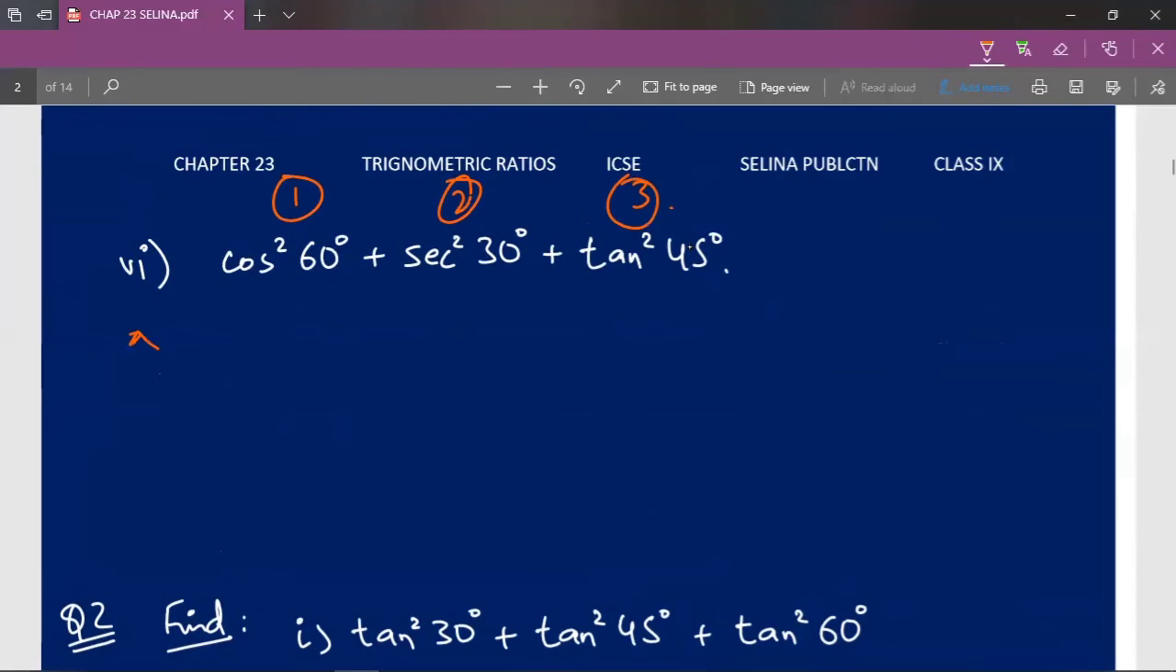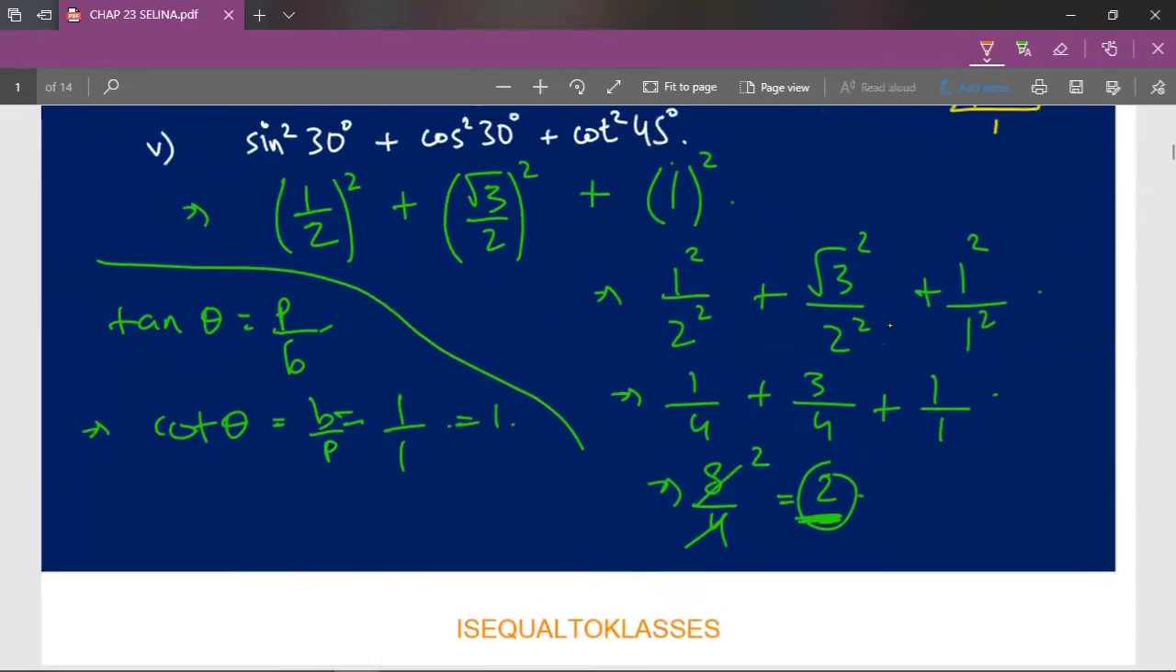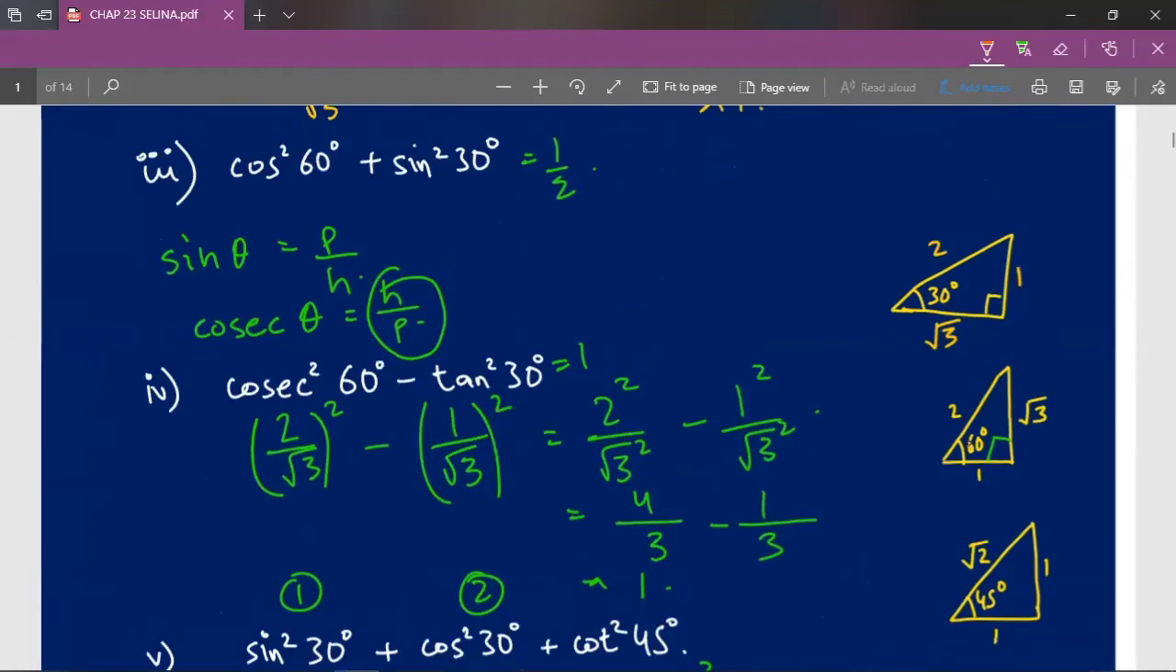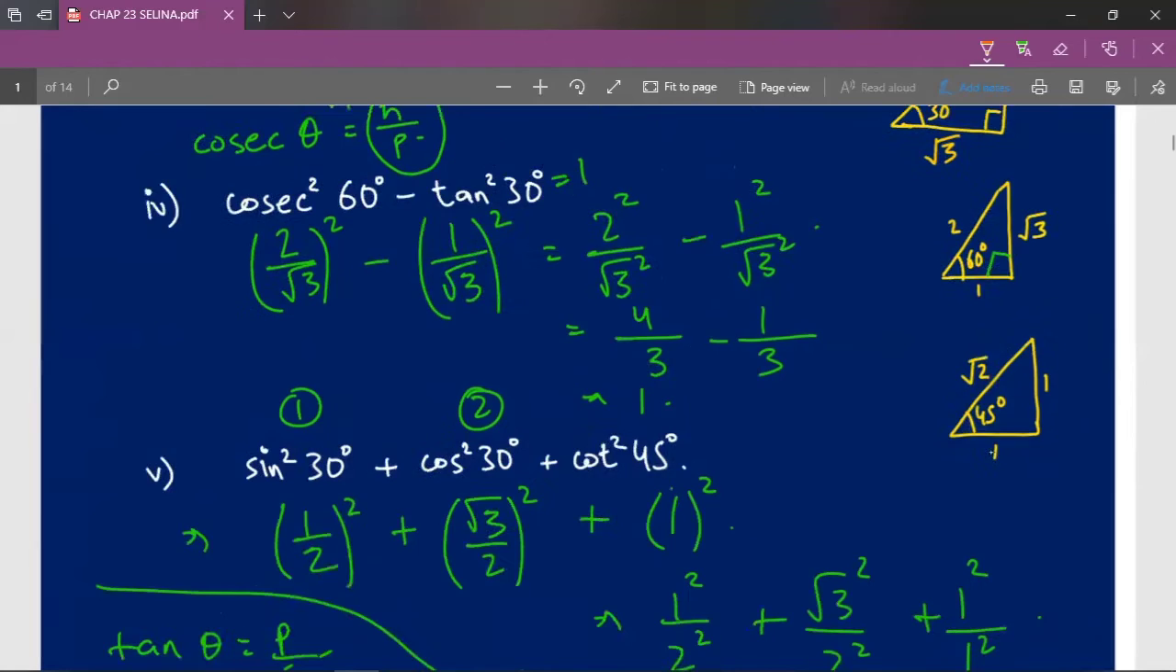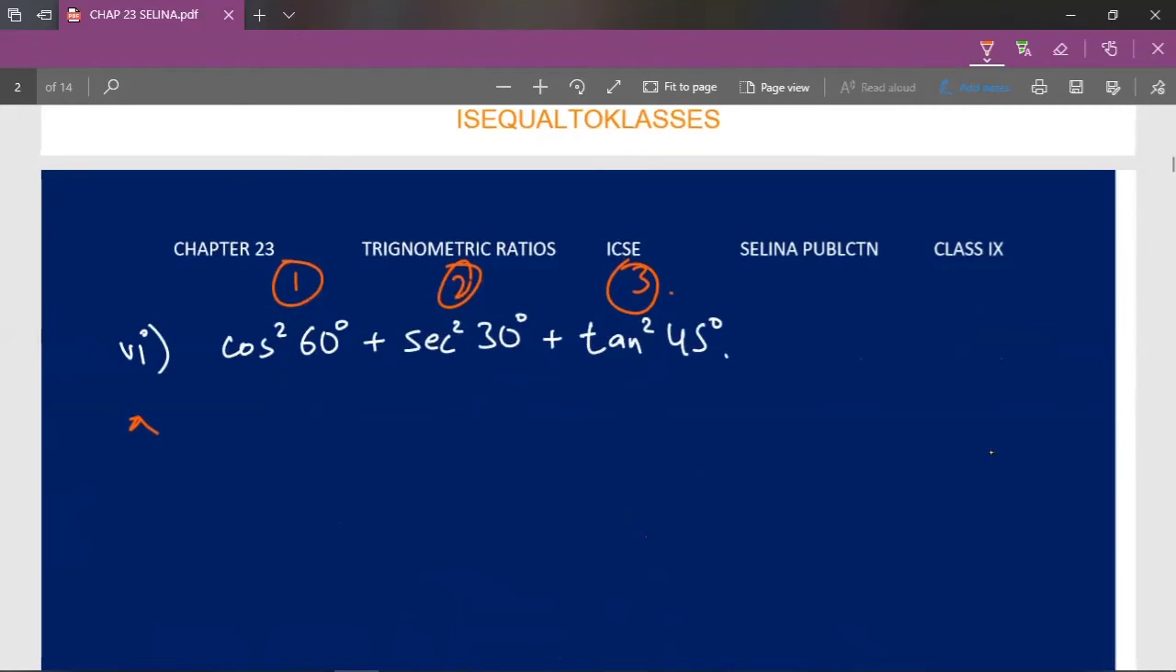Now, cos square 60 degree, all you have to find is cos 60 degree first. So for 60 degree, there is a magic triangle assigned, this is the magic triangle. So with respect to angle 60 degree, tell us cos 60 degree. Now, cos theta is equal to base upon hypotenuse. So with respect to angle 60 degree, our cos 60 degree will be 1 upon 2. So we write that down.